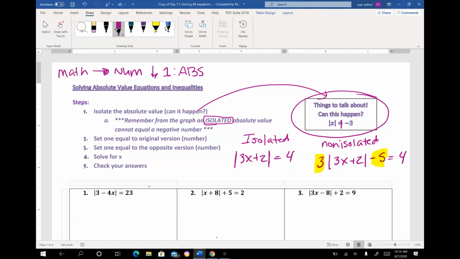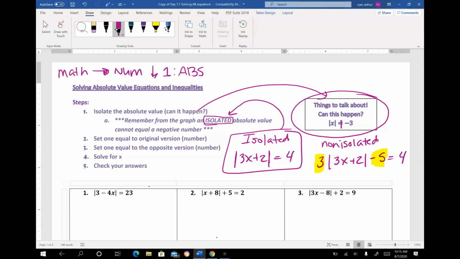So the only one that cannot equal a negative is an isolated absolute value, okay? And you have to get your absolute value isolated before you can solve so you can see if it equals a negative or not, okay? So you never solve a non-isolated absolute value. That's why it can equal a negative. You have to get it by itself and then you can start solving for x, okay?